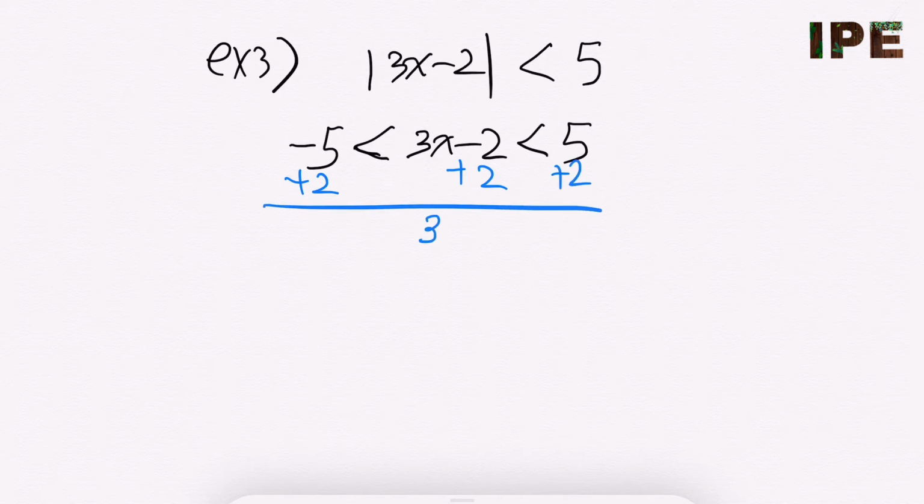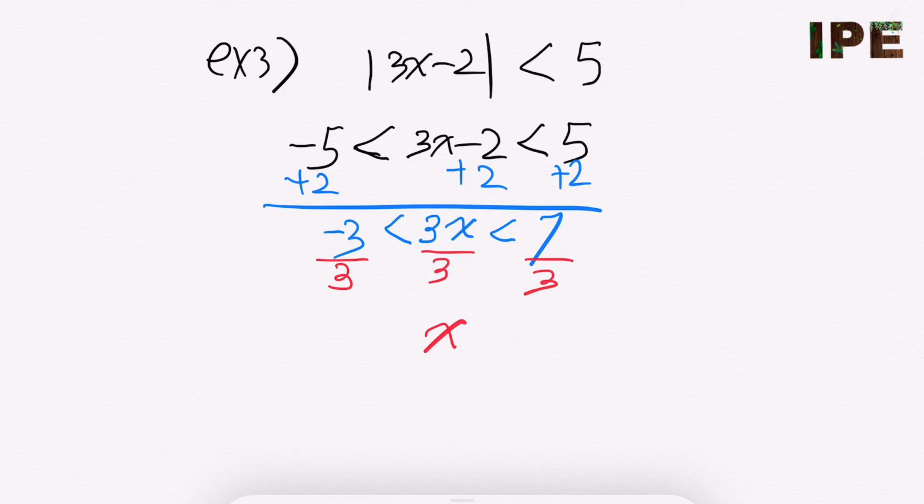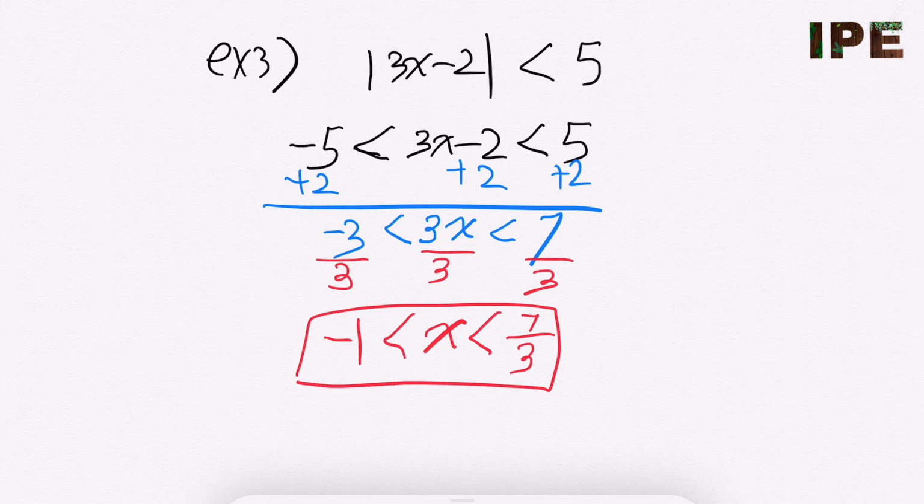And what is left? 3x in the middle, and negative 5 plus 2 is negative 3, and 5 plus 2 is 7, and divide by 3 to find x, right? So only x is left between negative 3 over 3, which is negative 1, and 7 over 3. This is the final answer. One more time, if the absolute value of some expression is less than a number, that expression inside the absolute value, in this case 3x minus 2, should be between positive 5 and negative 5.